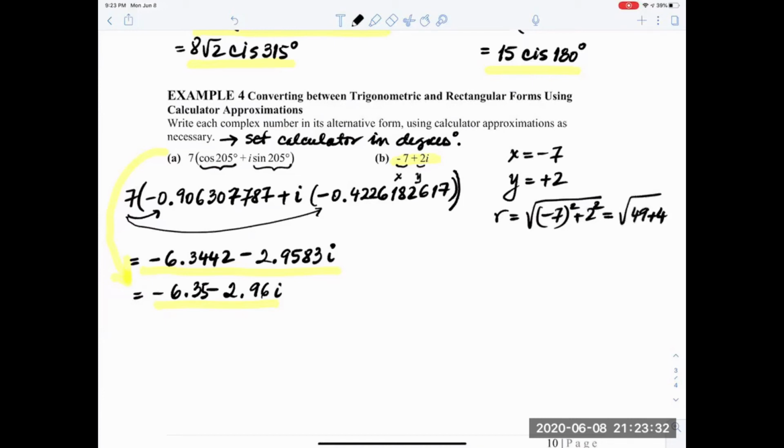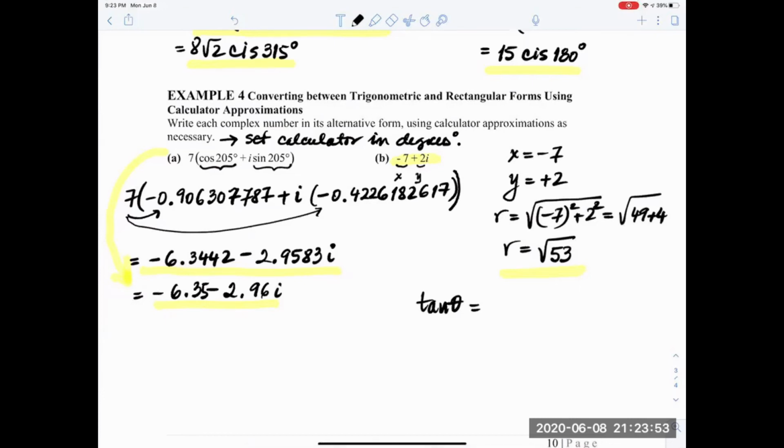So that's square root of 53. And that's one of those that you cannot really break down, so we're going to leave it in that format. There's nothing that comes out from underneath that square root, so you cannot simplify it any longer. Then we're going to look for tangent of theta. We need to find the angle in order to write it in a polar form.